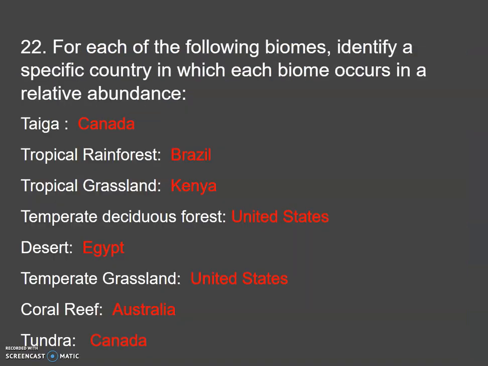For each of the following biomes, identify a specific country in which each biome occurs in relative abundance. Taiga, conifer trees, we see a lot of that in Canada. Tropical rainforest is in Brazil. Tropical grasslands, that's our zebras and lions and all that live there, so that's Kenya. Temperate deciduous forest is where we live, United States. Desert, Egypt has a lot of desert. Temperate grassland is the middle of our country, the United States. Coral reef, such as the Great Barrier Reef off the coast of Australia, and then tundra, which is further north in Canada.